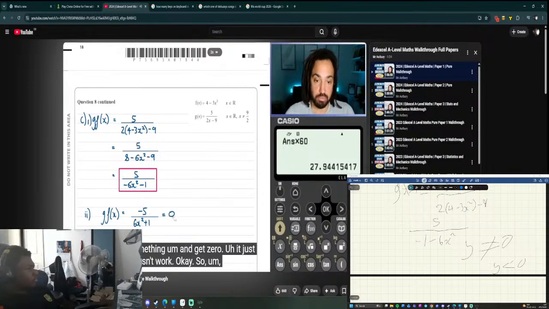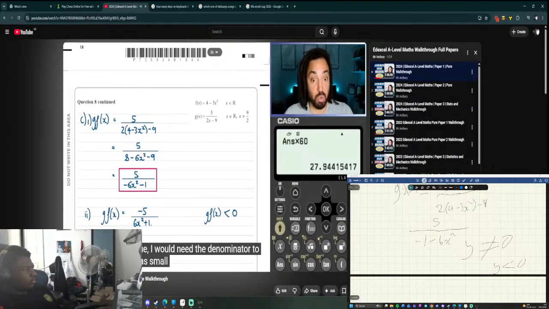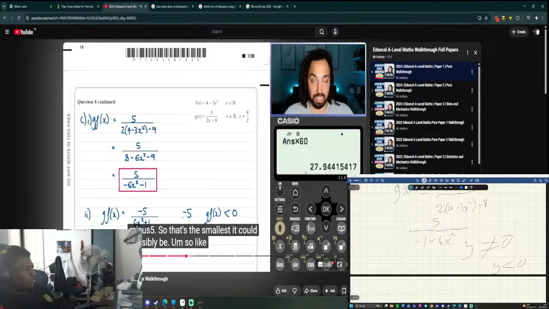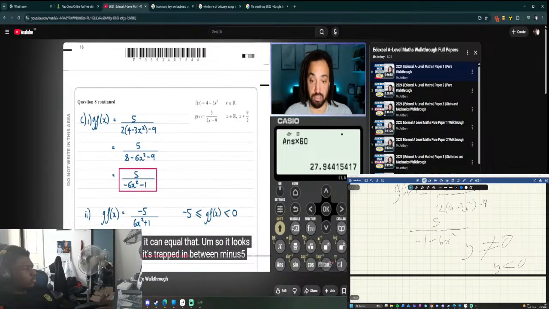Okay, so we know it's negative and we know it's not 0. So the first guess is really it's going to be less than 0. But perhaps there is a lower bound. Perhaps there is the largest negative number. Well, let's look at the bottom here. If I want to get the biggest negative value, I would need the denominator to be as small as possible, because if you divide by a smaller number, you get a bigger value. So what's the smallest this could possibly be? Well, x squared is always positive, so the smallest it could be is 0, and that would leave us 1 on the bottom, which will give us -5 over 1, which gives us -5. So the biggest negative number it could be is -5, and it can equal that. So it looks like it's trapped in between -5 and 0.